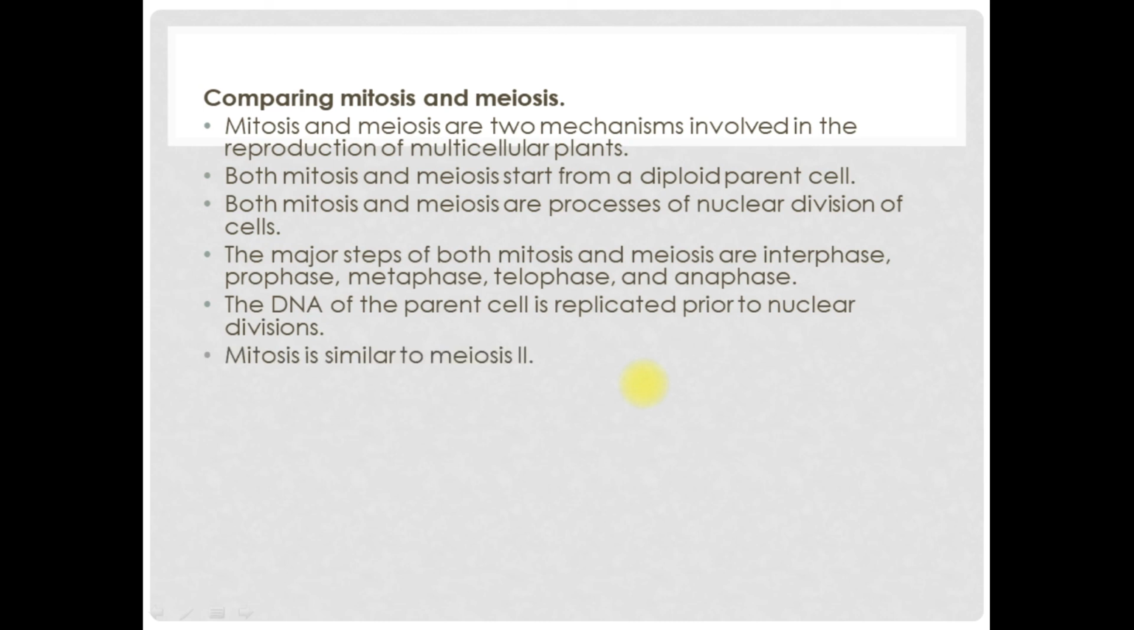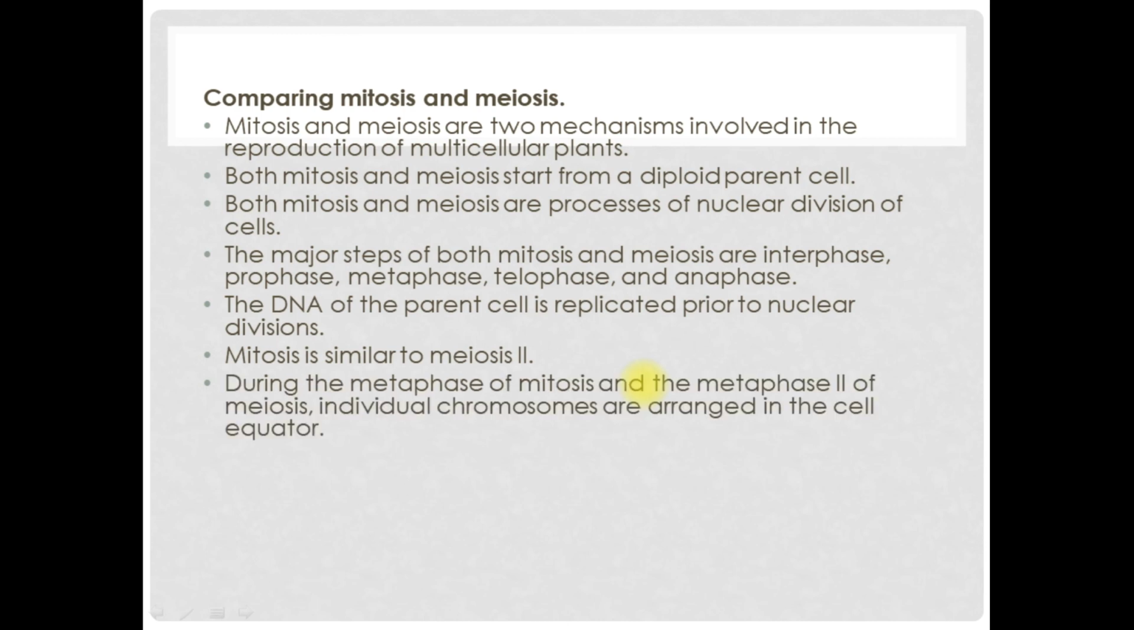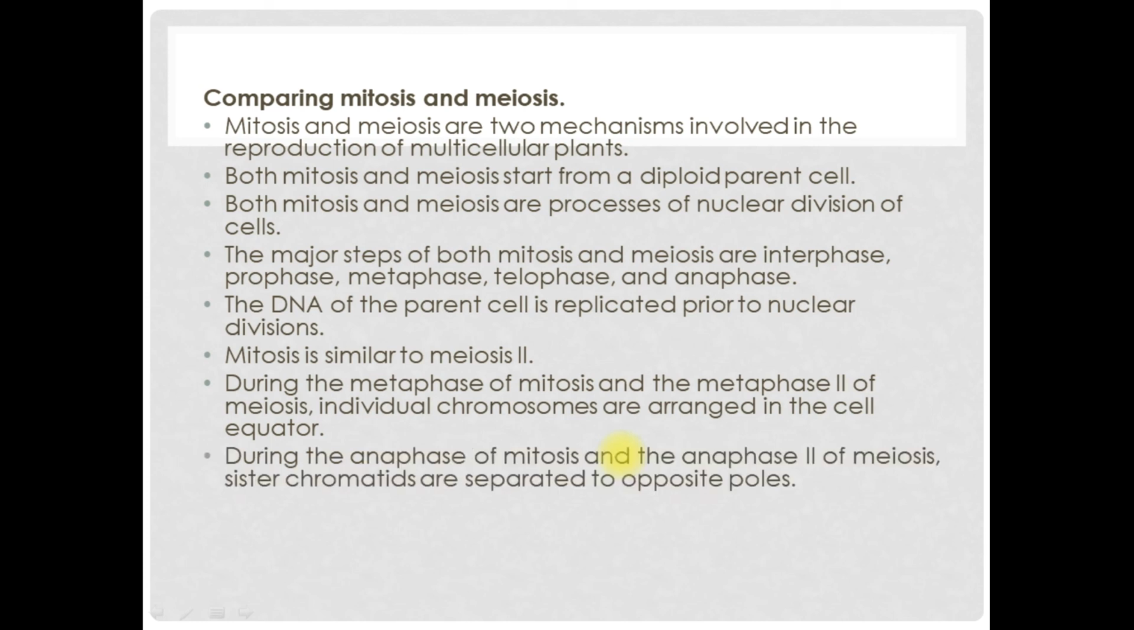Mitosis is similar to meiosis II. During the metaphase of mitosis and metaphase II of meiosis, individual chromosomes are arranged in the cell equator. During anaphase of mitosis and anaphase II of meiosis, sister chromatids are separated to opposite poles. Both mitosis and meiosis end in cytokinesis.